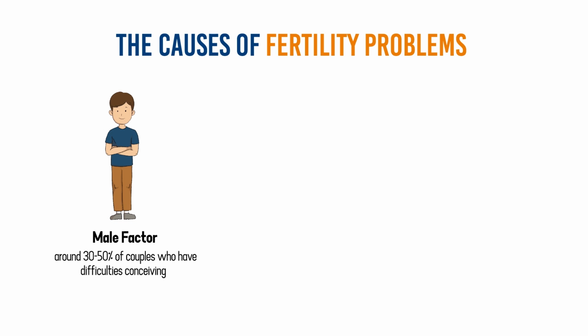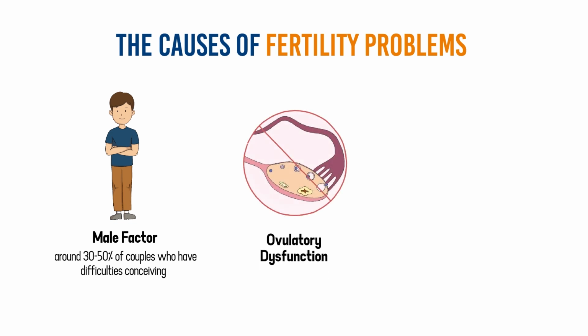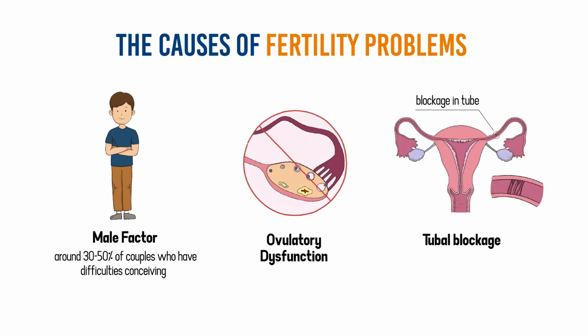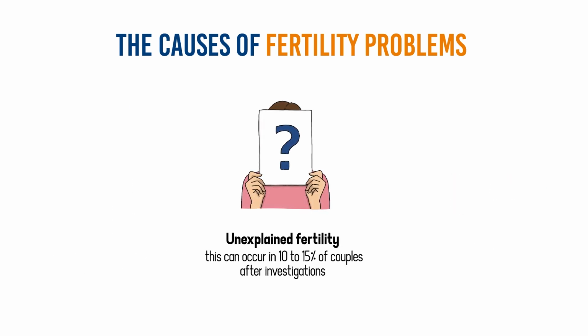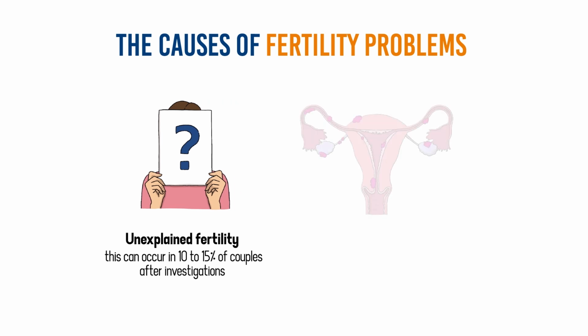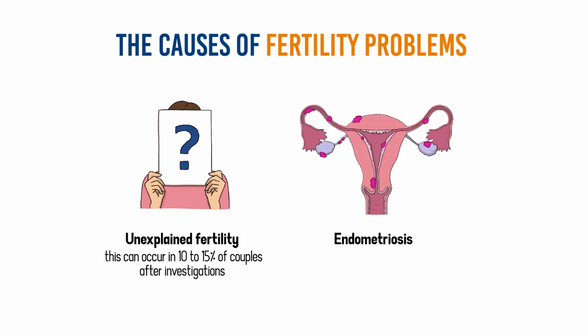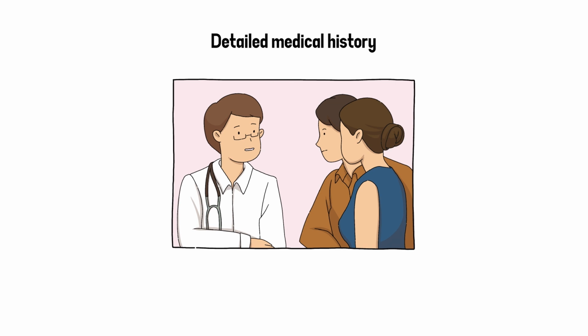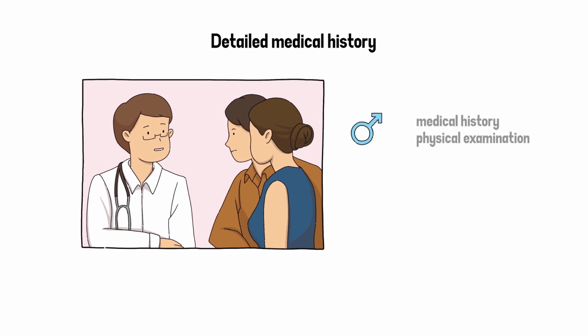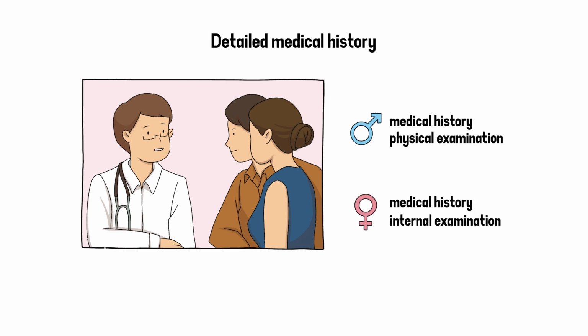Other causes include ovulatory dysfunction when ovulation does not take place every month, tubal blockage, unexplained fertility, which can occur in 10 to 15% of couples after investigations, and other issues such as endometriosis. A detailed medical history will be taken from the couple trying to conceive, and a physical examination will be performed. For the female partner, this will include an internal examination.